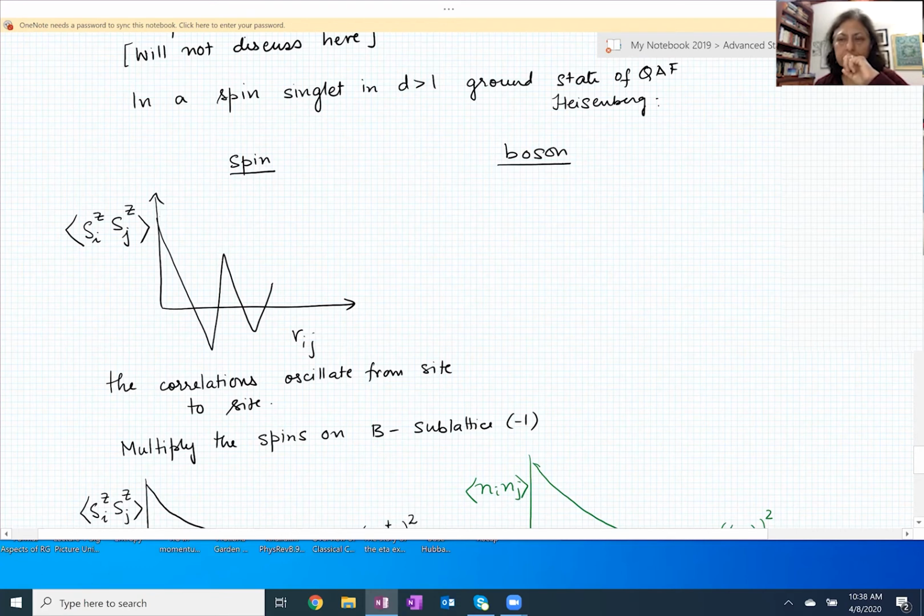Yeah, so I had a question. Sure. These singlet pairs are only between the nearest neighbor sites, or they can be any site? No, they can be long range. They can be any length.